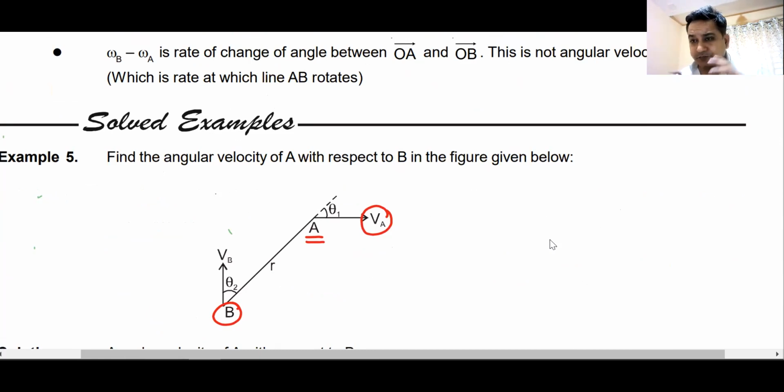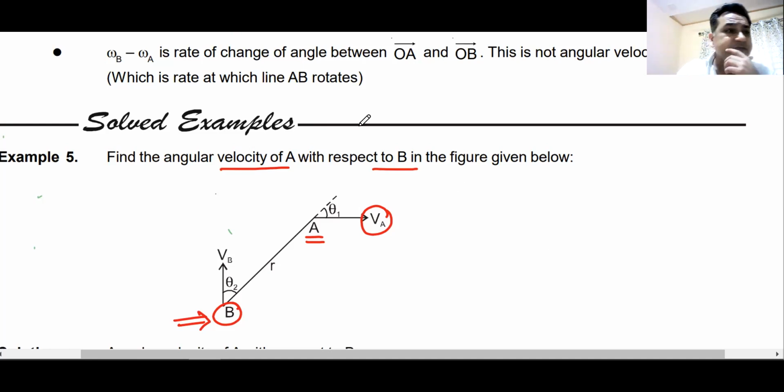Whenever you talk about relative velocity of A with respect to B, what it means is you have become B. And after you have become B, you are watching A. And when you find relative angular velocity or relative velocity or relative acceleration, you are seeing or finding how A looks to be.